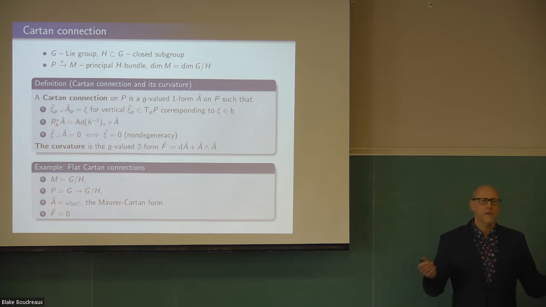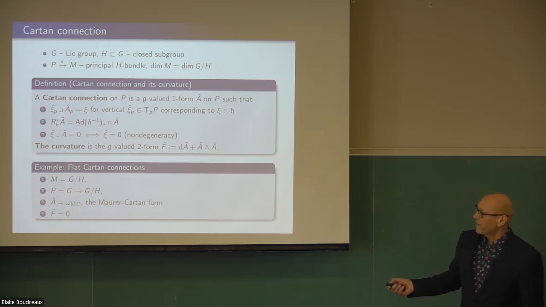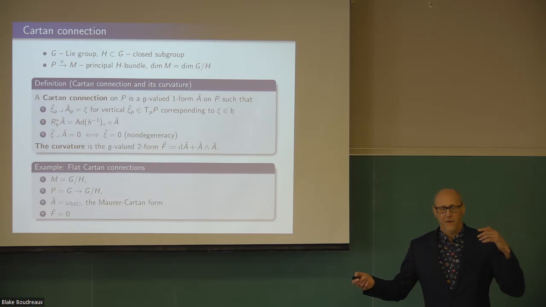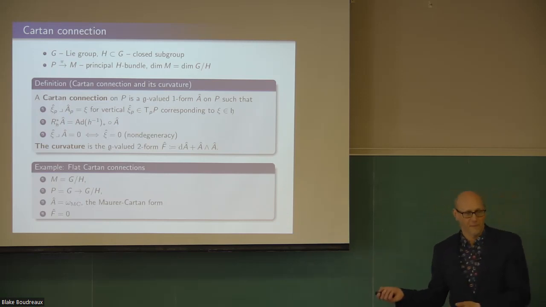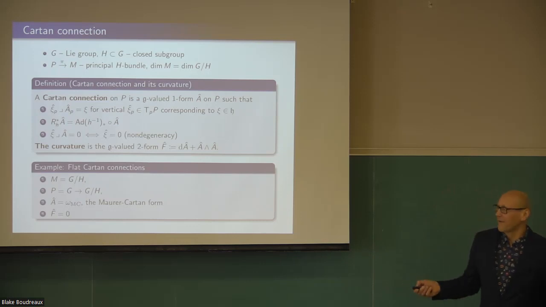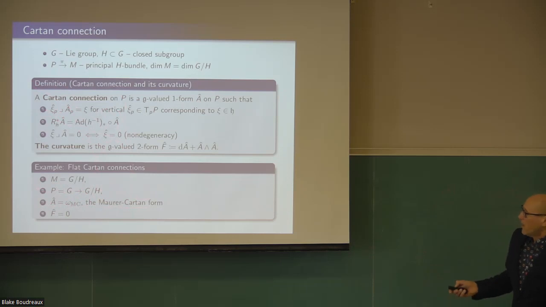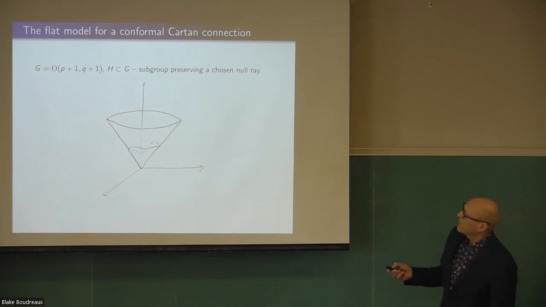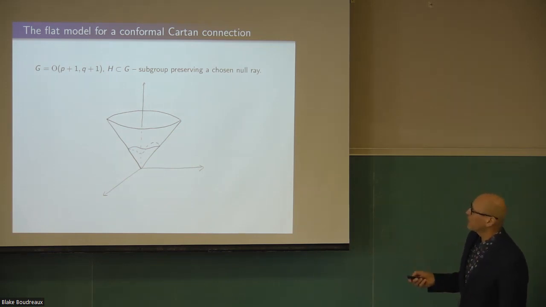So the way Cartan came up with his definitions was that he would start with this case, and he would call it the model flat case, and then he would think how to generalize it so that it's not flat anymore, but other conditions are still satisfied. And this is the generalization. So you can think of the Cartan connection as the Maurer-Cartan connection on the group, but then P is not anymore the group, it has the same dimension. Now I will turn to the conformal Cartan connection.